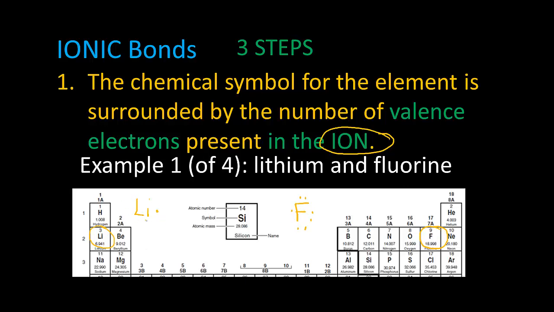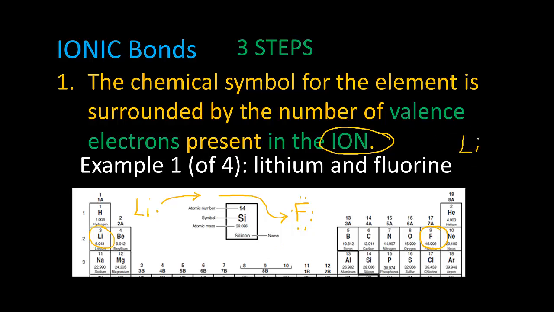Now lithium wants to look like a noble gas, so it can lose 1 electron and look like helium right here, or it can gain 7 electrons and look like neon. It's much easier for lithium to lose an electron, so that's what it's going to do. Now fluorine has 7 valence shell electrons. It can lose all 7 and look like helium, or it can gain 1 and look like neon. It's much easier for fluorine to gain 1 electron, so fluorine will be more than happy to take that 1 electron from lithium. Now when that happens, I'm going to write it up here.